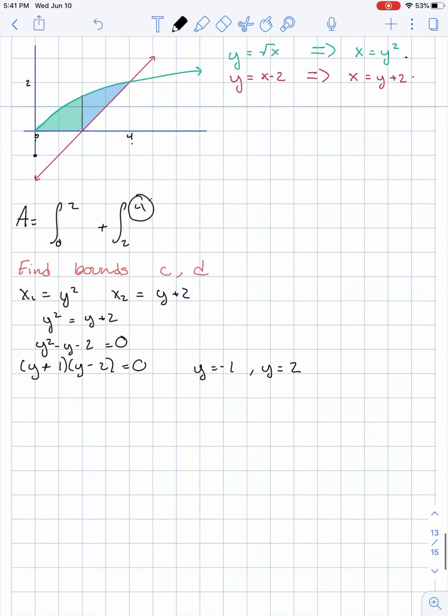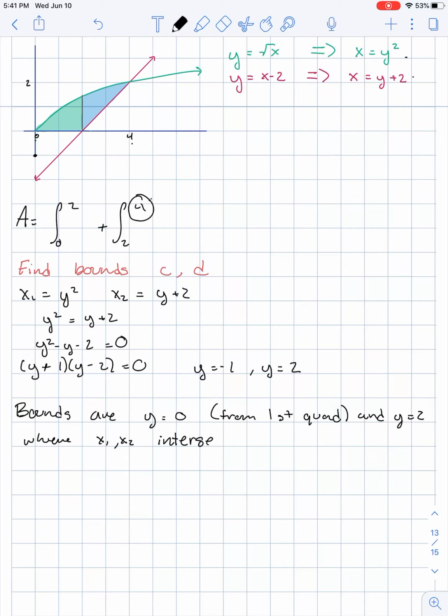So we can say that our bounds are y equals 0 from the first quadrant information, and y equals 2, which is where x1 and x2, let's say, intersect. All right, so now what? Found our bounds.